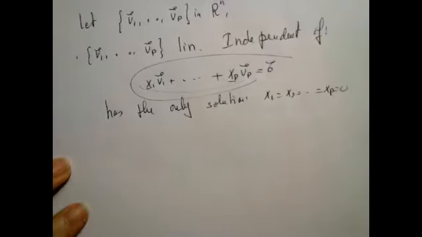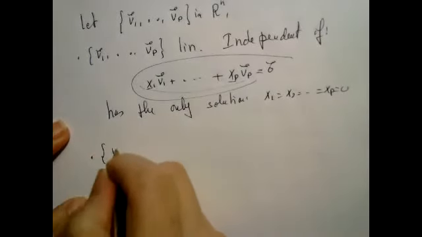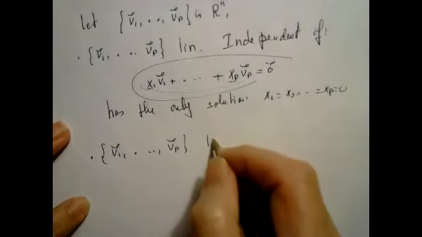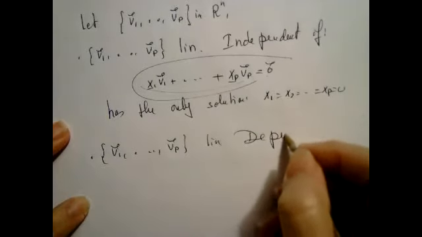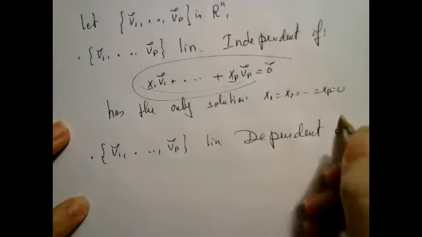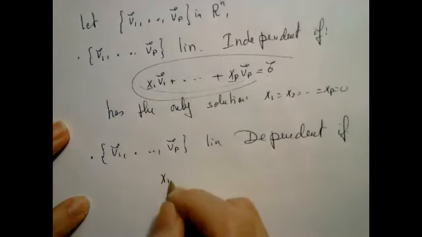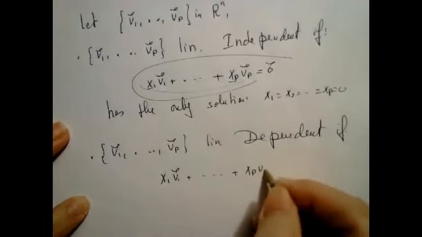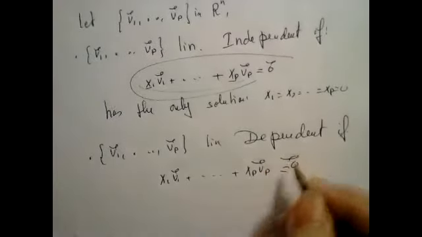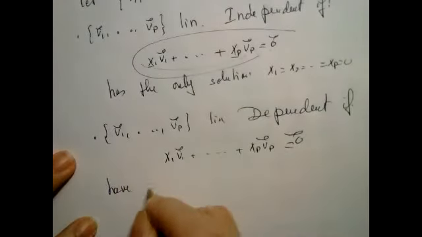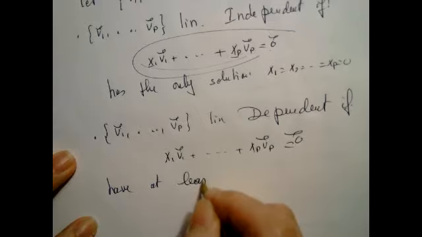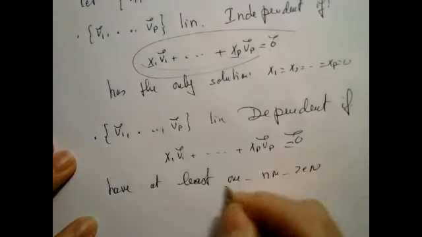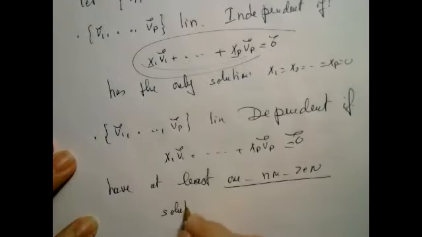Okay, and linearly dependent, make sure you know exactly the definition. Linearly dependent if this same equation has a solution which is not all zeros. It has at least one non-zero solution. So this is the main definition: one non-zero solution.